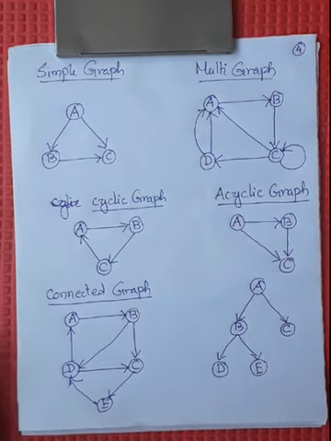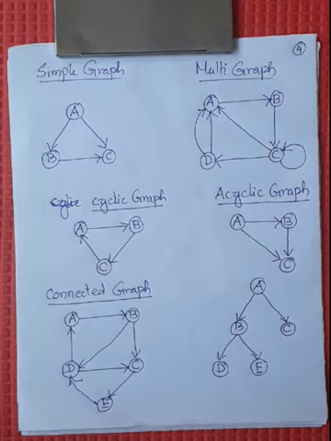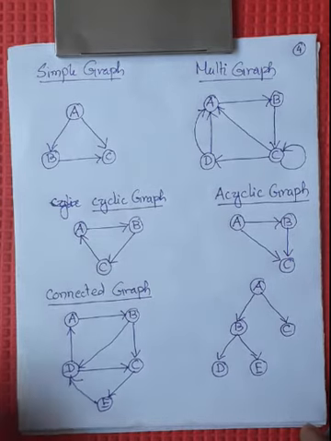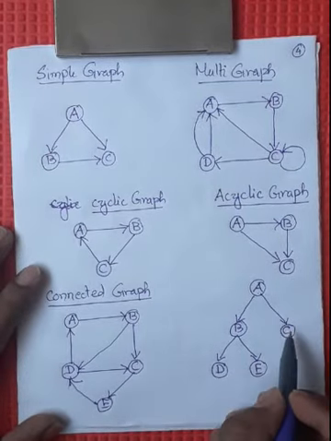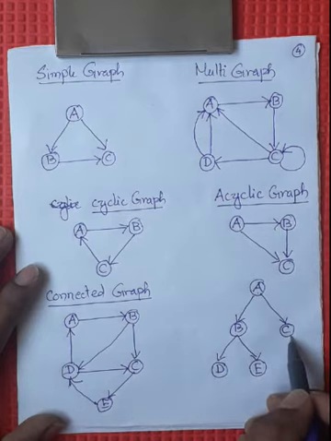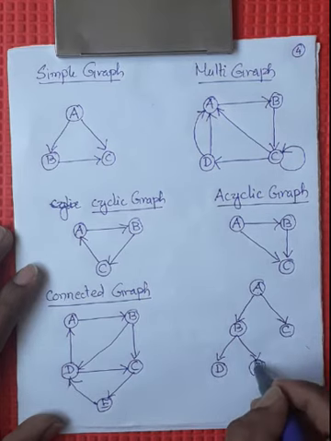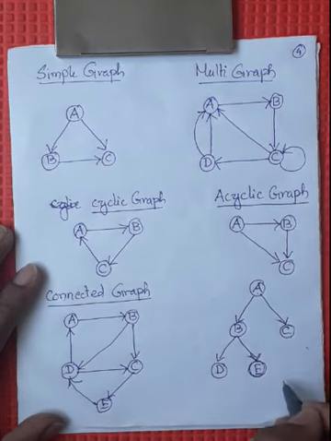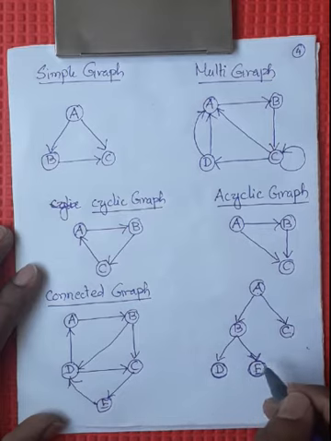Okay. And then pendant vertex. Pendant vertex means there is a node where only one incoming edge is there and there is no outgoing edge. Suppose in this particular graph, C is a pendant vertex. Why? Because C has only one incoming edge and there is no outgoing edge. E is also a pendant vertex, with only one incoming edge and no outgoing edge. D is also a pendant vertex. C, D, E, all three are pendant vertices here.